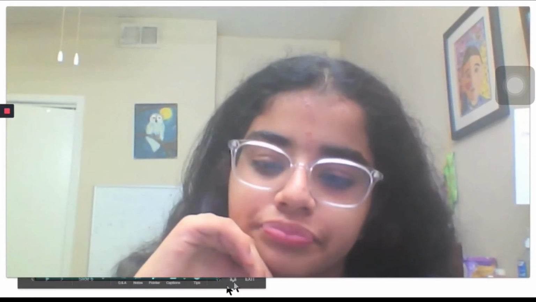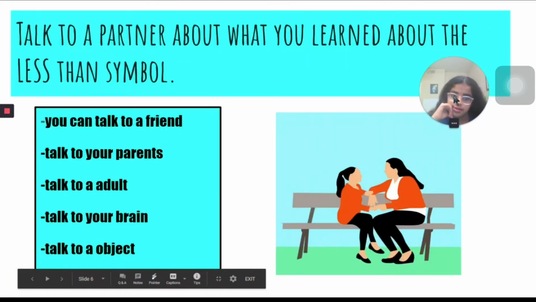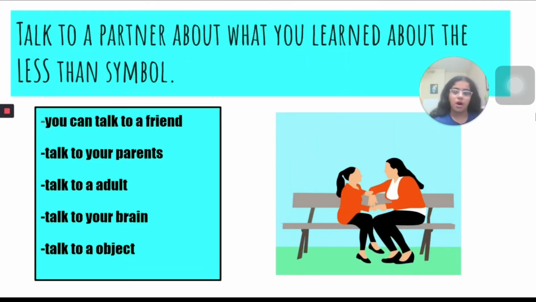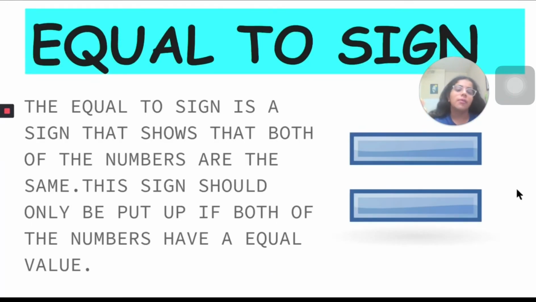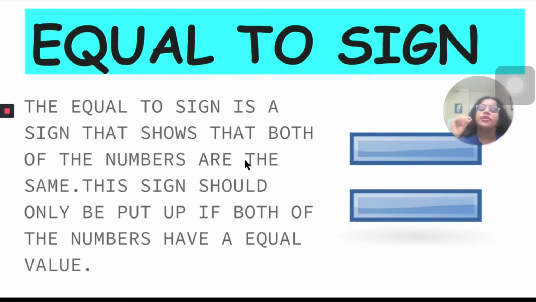All right, it has been 10 seconds. If you needed more time, you could have always paused the video. So now let's talk about our equal to sign. The equal to sign is a sign that shows both of the numbers are the same.